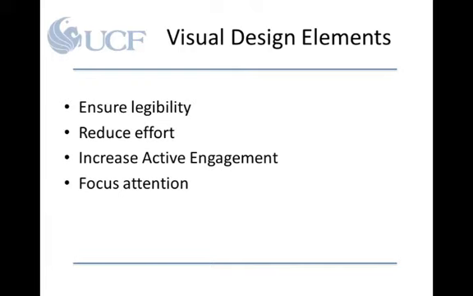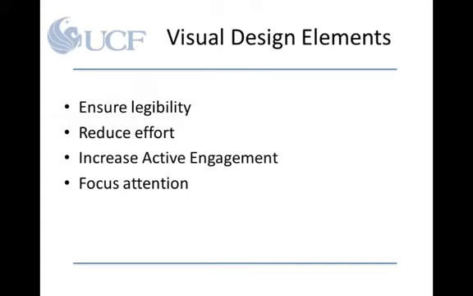There are four main visual design elements that need to be addressed when designing and integrating images into the teaching and learning environment. First, it is important to ensure legibility, essentially making sure that everyone can see. Some issues related to this include color issues such as contrast, the size of the image, as well as image quality and the amount of detail in the graphic.